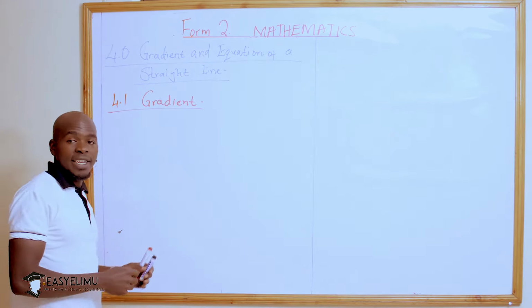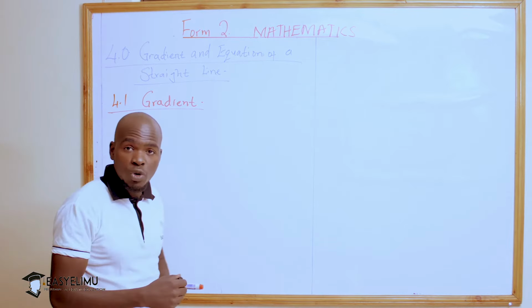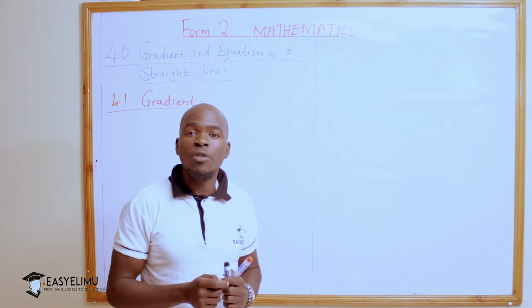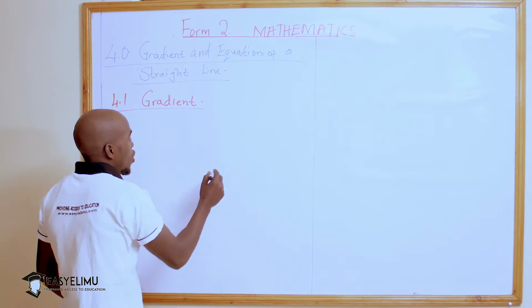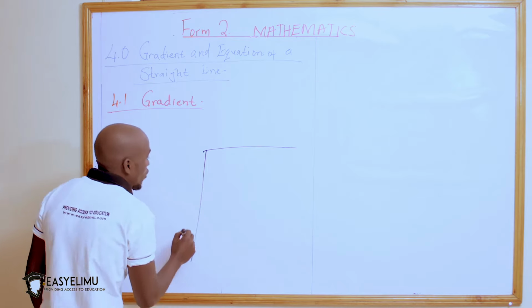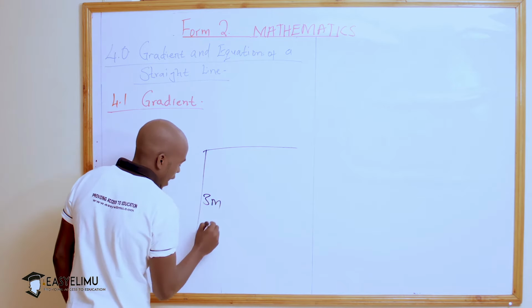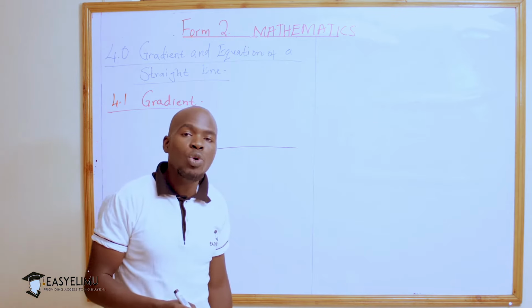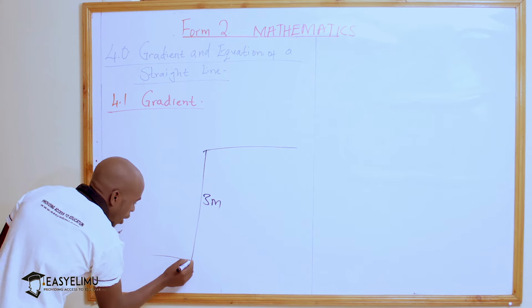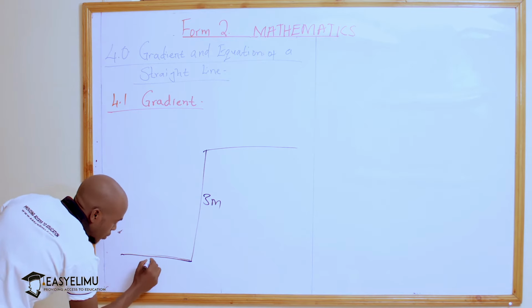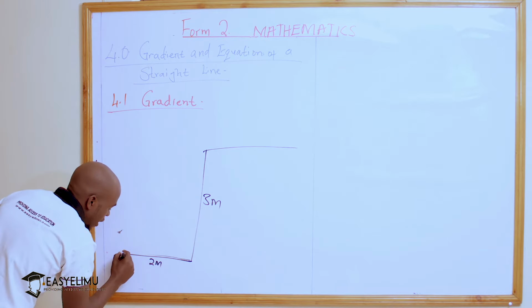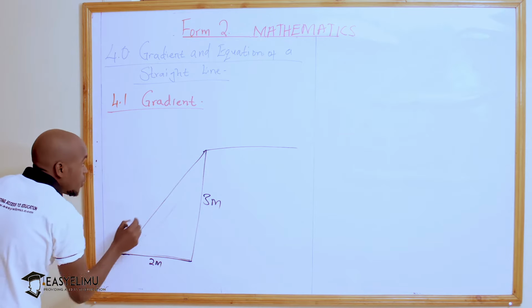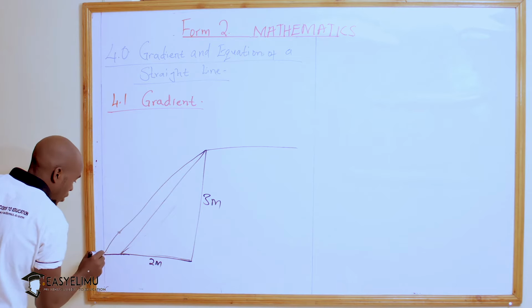Let's learn more about gradient, and today we are going to consider a local construction worker who wants to transport some of the construction material from the ground to the top of a wall which is 3 meters high, and he has two ladders, one placed 2 meters away from the wall, and another one placed 2.5 meters away from the wall.